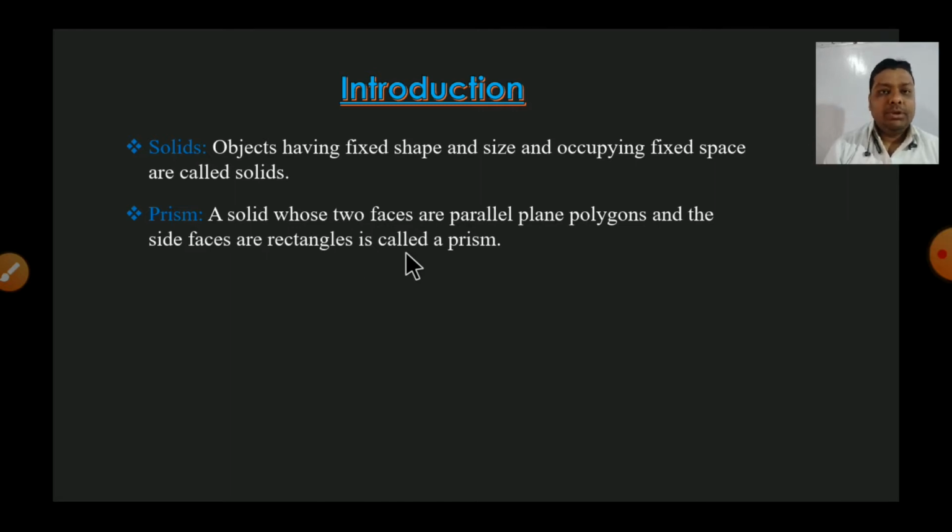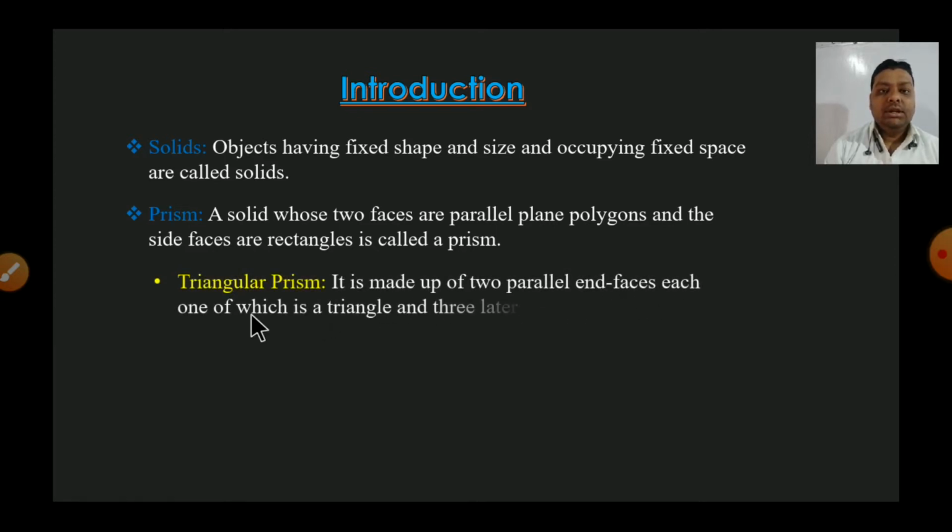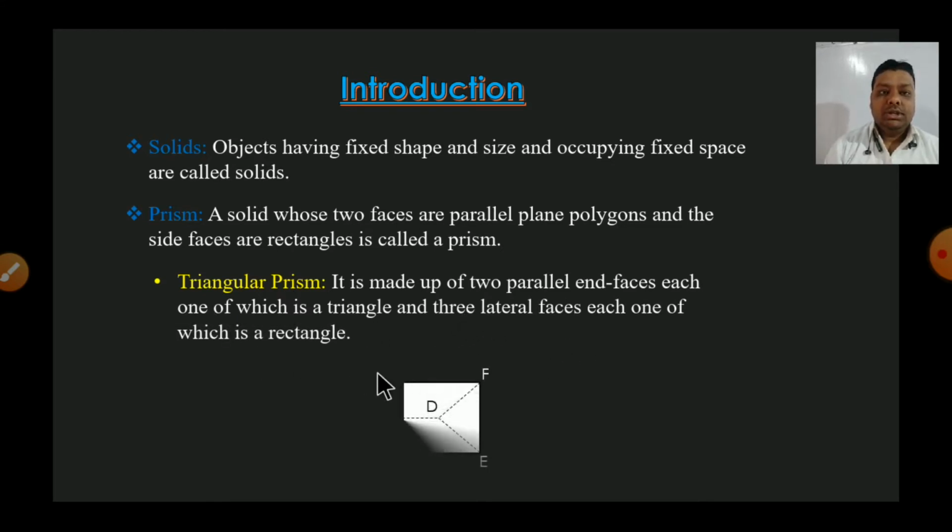There are many types of prism. The first type of prism is the triangular prism. It is made up of two parallel faces, each one of which is a triangle, two triangular faces, and three lateral faces which are rectangles. You can see this figure here: two triangular faces DEF and ABC and three lateral faces. We will elaborate this figure in the next slide.